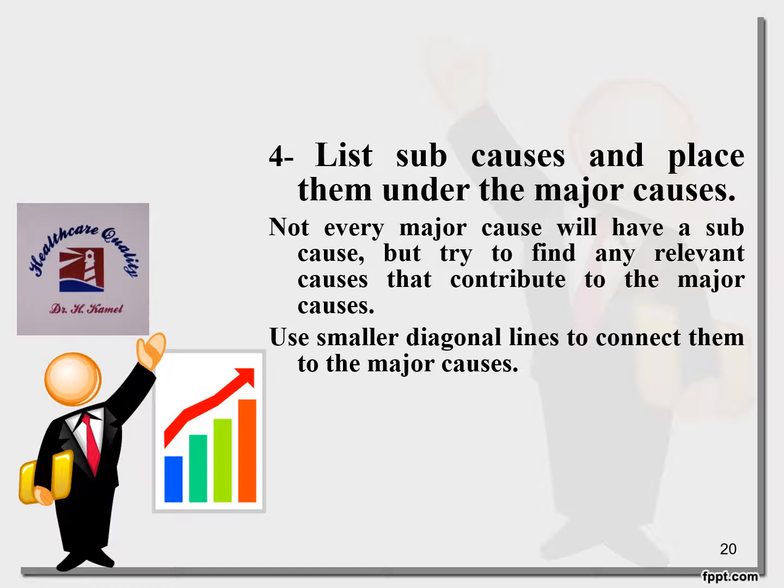List subcauses and place them under the major causes. Not every major cause will have a subcause, but try to find any relevant causes that contribute to the major cause. Use smaller diagonal lines to connect them to the major cause.